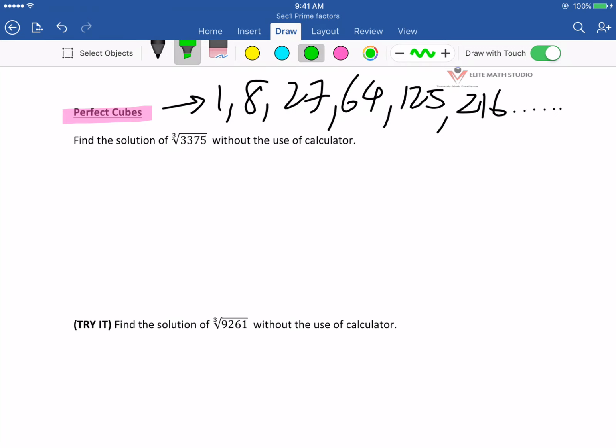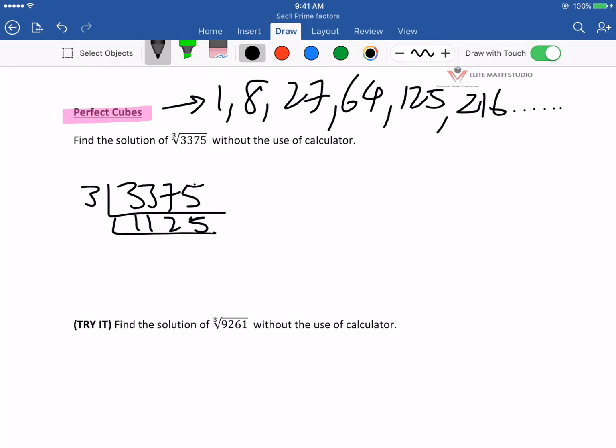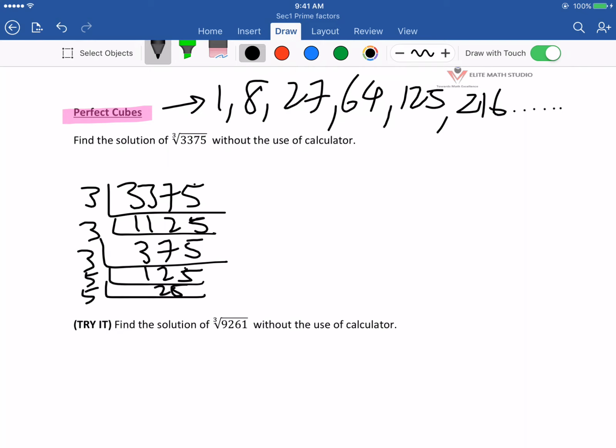So the first step, prime factorize 3375. Divide by 3 first, it becomes 1125. 1125, you divide by 3, it gives you 375. Divide by 3 again, 125. Then you divide by 5, gives you 25. Divide by 5 again, gives you 5. Divide by another 5, gives you 1.